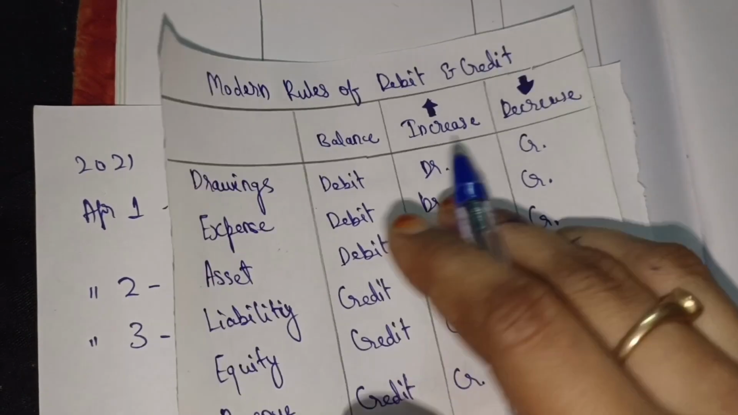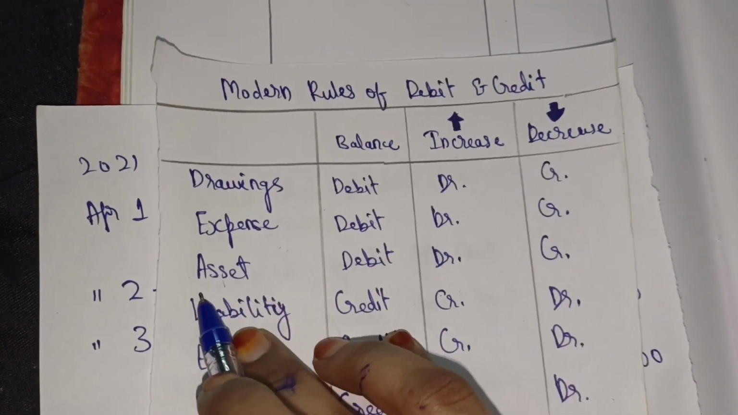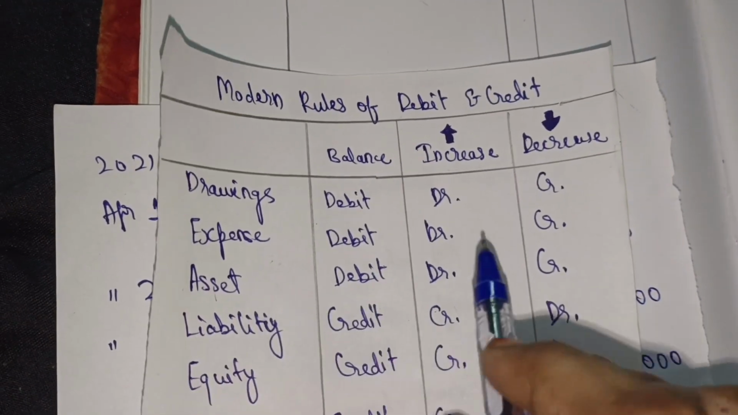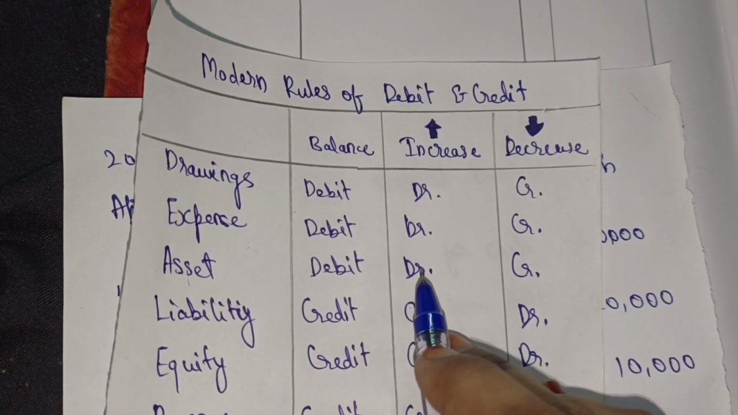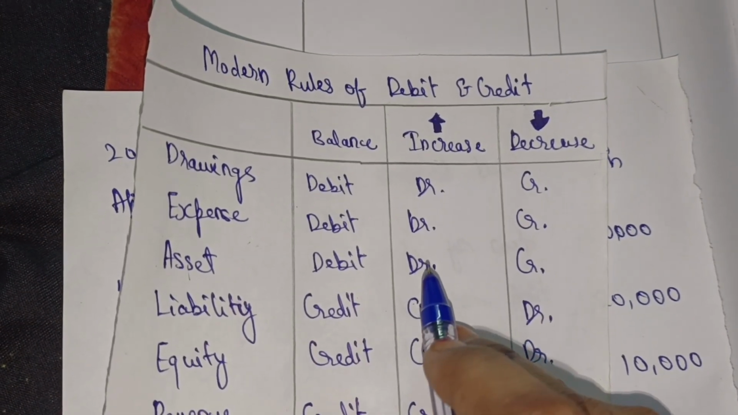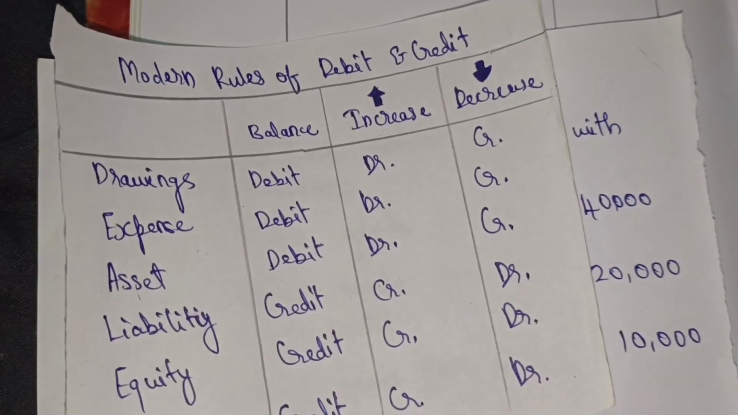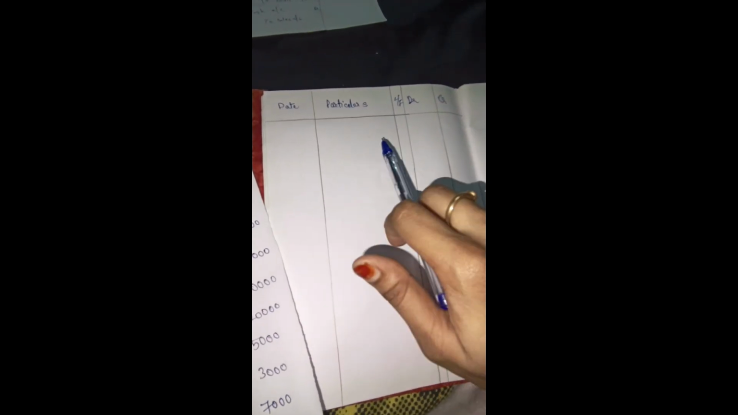So here cash is an asset. So to pass the journal entry, we need to first look at the format of the journal. It contains date, particulars, ledger folio, debit, credit. So here is the question.